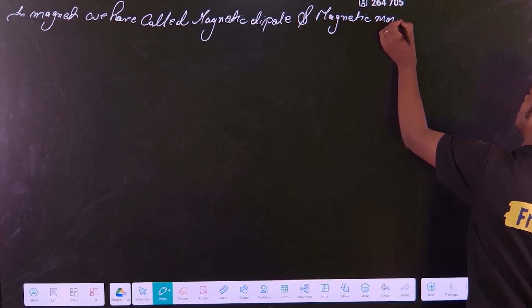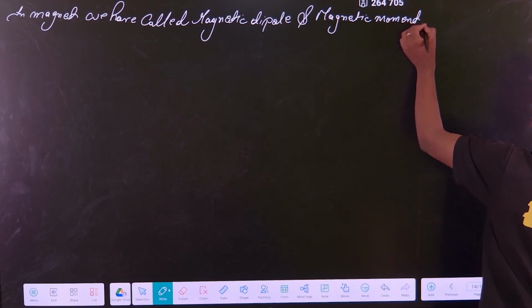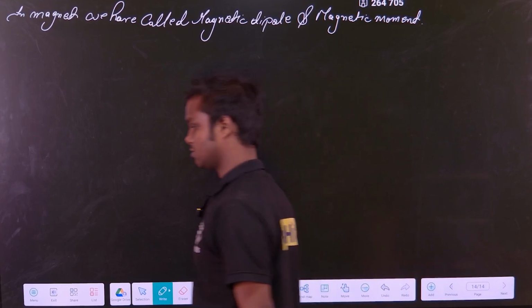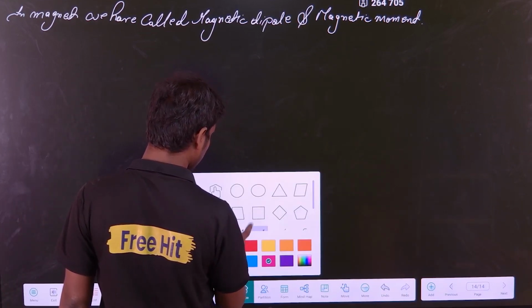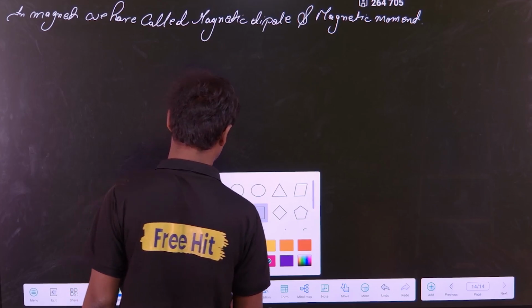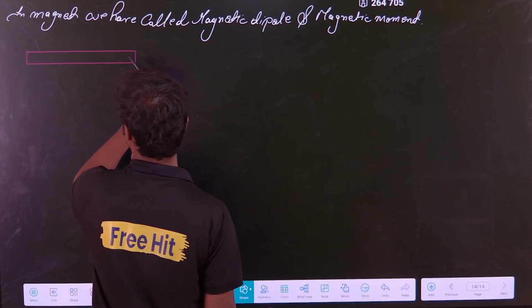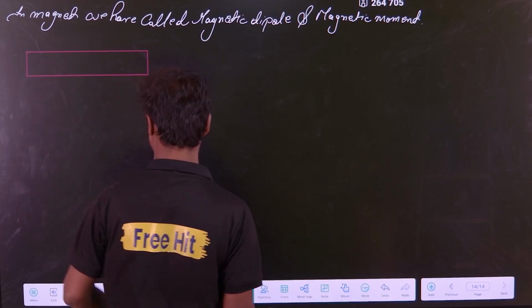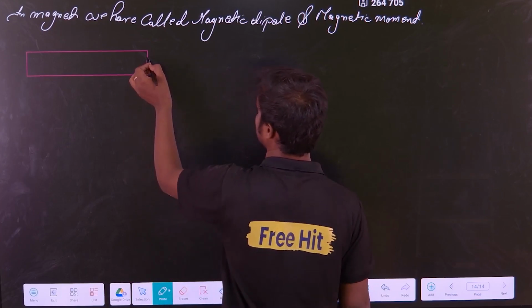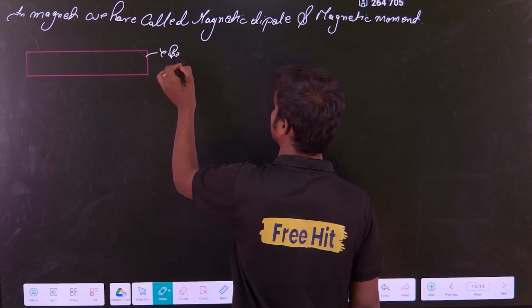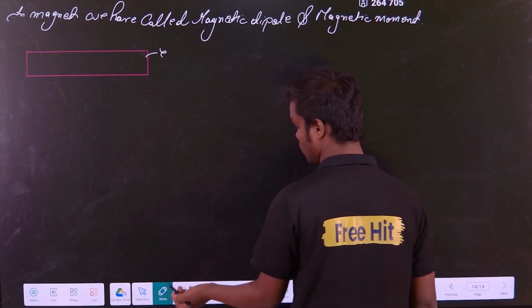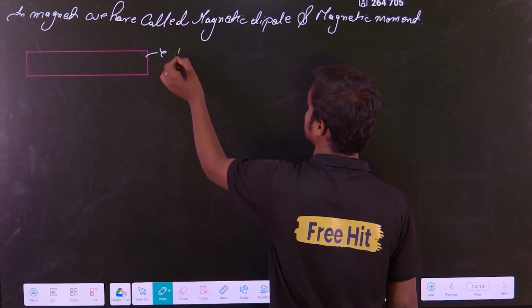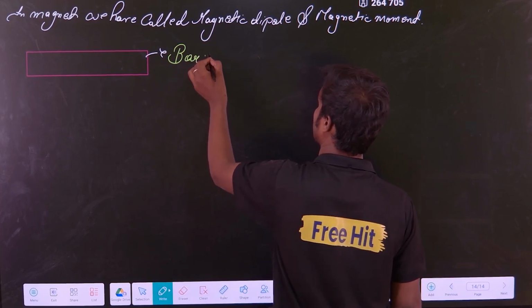So let's take a look at what that is, and then we will move toward the properties of magnetic field lines, because this is going to be important later. Basically, you know the bar magnet. This is a bar magnet, which I think everyone knows and has seen. Suppose this is my bar magnet.